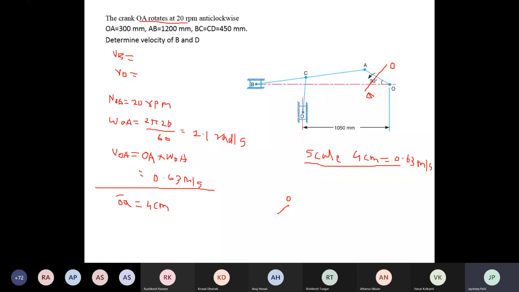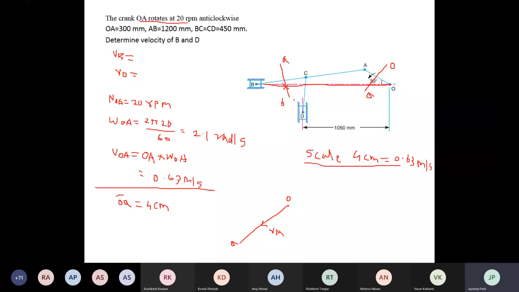This is nothing but your velocity A, 0.63 meter per second. Now next you have to draw the vector AB, and you will get the next point, the B point, which is the intersection point of two vectors. The first vector is perpendicular to link AB, and the second vector is the motion of the slider from the fixed point. The motion is horizontal. You will get the intersection point, which is your B point.